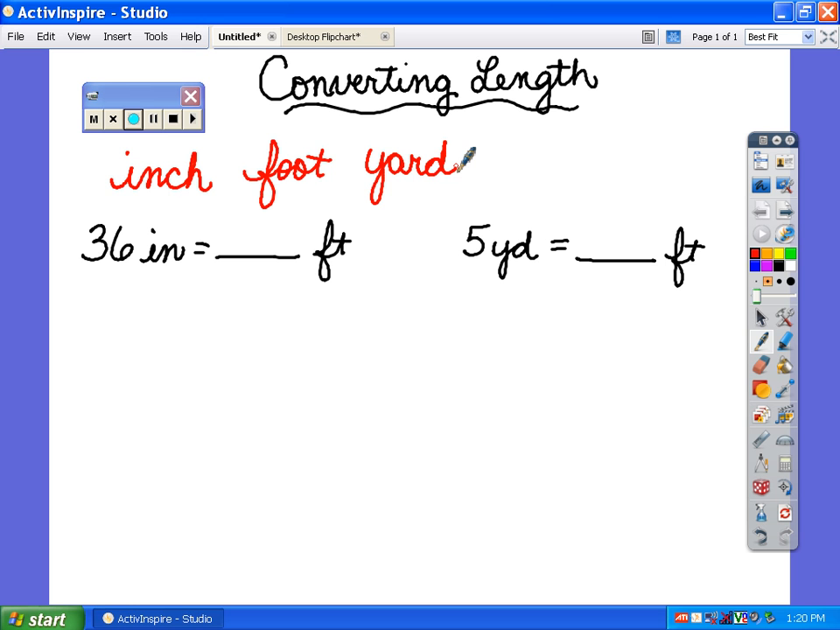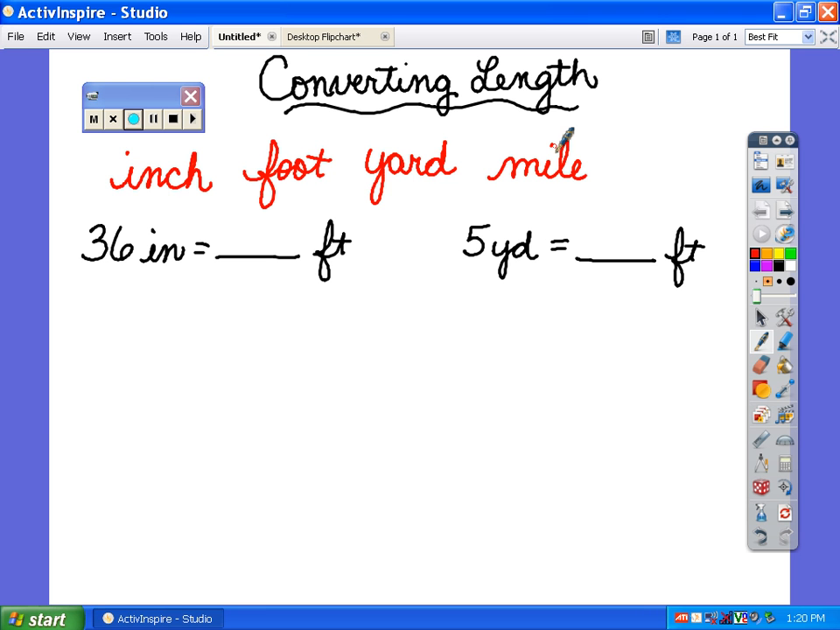And then the last thing is a mile, which is pretty far away. So it's a really big measurement. So we just wave goodbye. Okay? So that's the next part. The final thing you need to know are your formulas for converting.